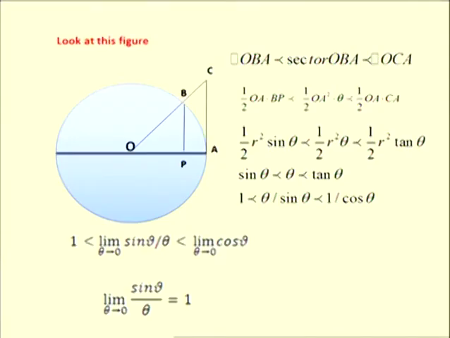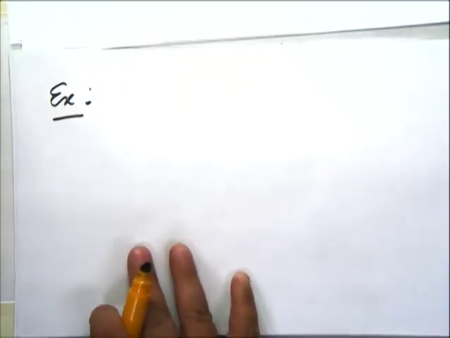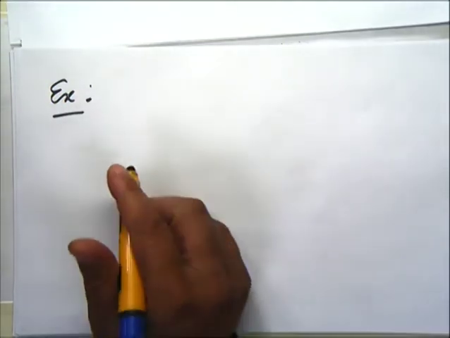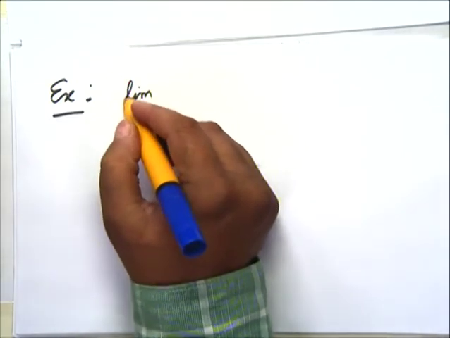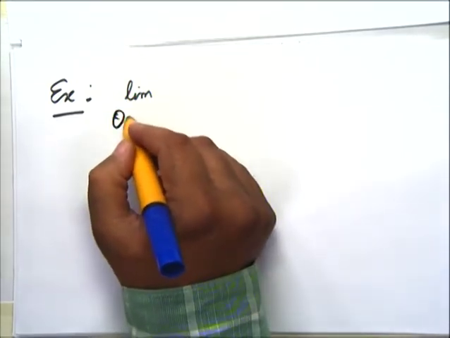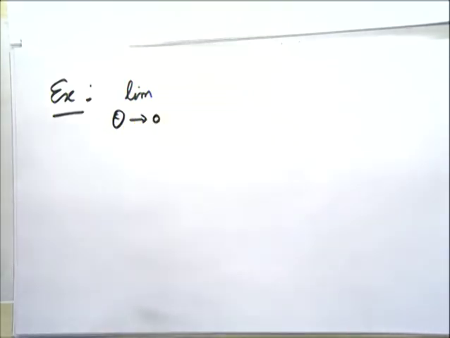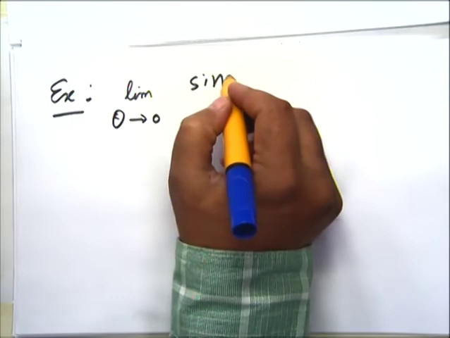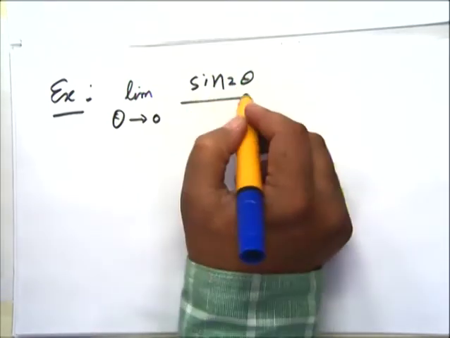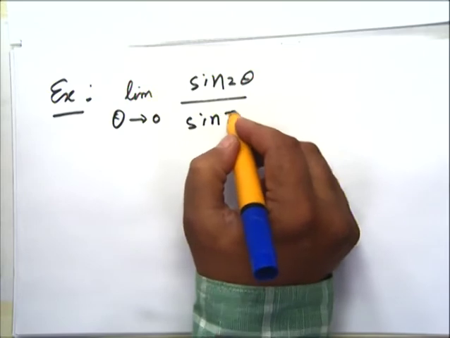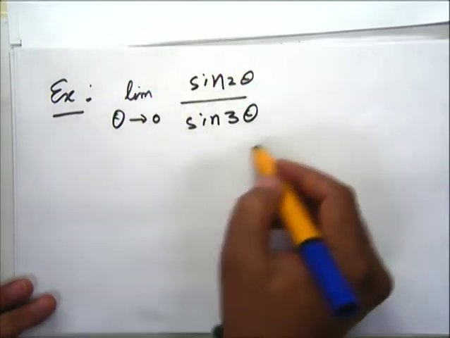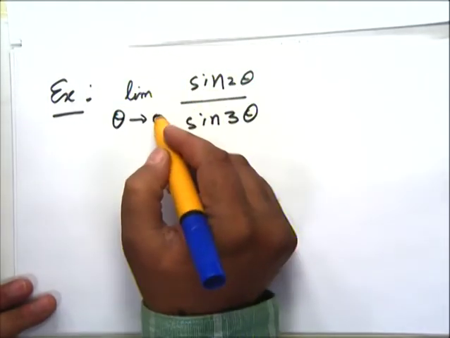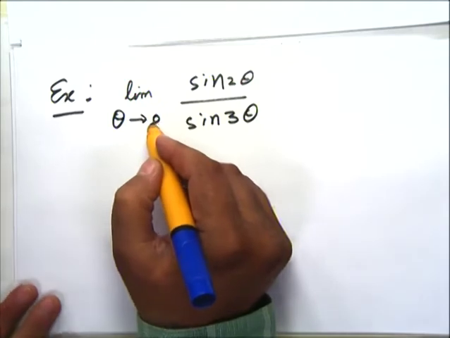Now, example. Look at this example. How to solve it? Limit theta tends to 0 sine 2 theta upon sine 3 theta. It's a very simple example, and we want to find the limit for theta tends to 0.